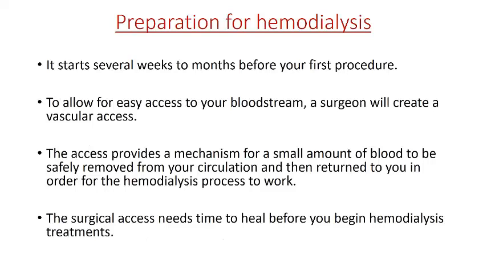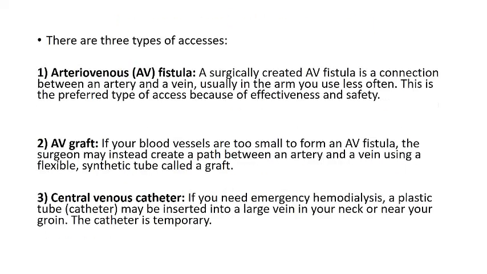Okay, so when we hemodialysis ka preparation kaise karte hai, so it start from several week to the month, then it can allow the easy access to your bloodstream. A surgeon will create a vascular access. So as I said, there are three types of the vascular access. So that access provide a mechanism for a small amount of blood to be safely removed from your circulation and then return to your body for the hemodialysis process to work. Okay. So there are three types of the access. Which are they? One is the arteriovenous fistula, AV graft, or the central venous catheter.